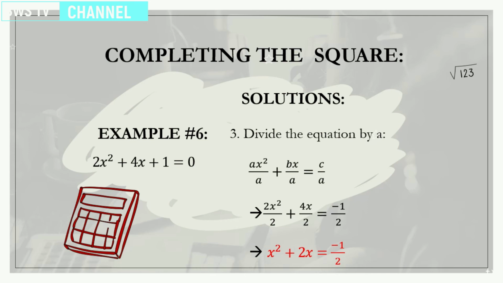So divide by 2, then x squared. 4 divided by 2 is 2x. Negative 1 divided by 2 is just copy. You cannot divide. The answer will be decimal, so we will not put decimal. We will settle with fraction.